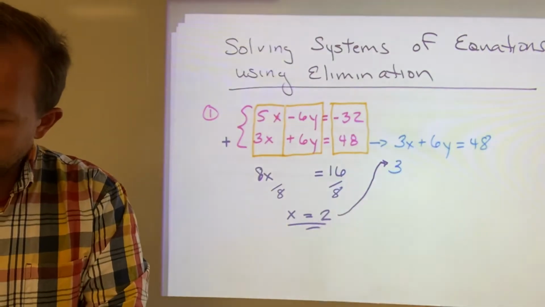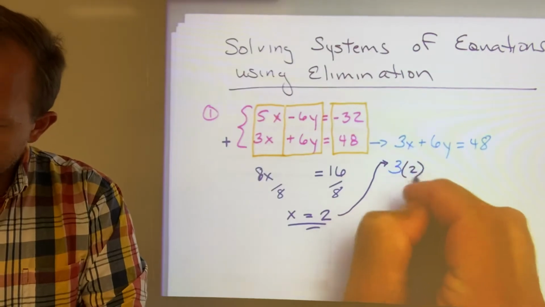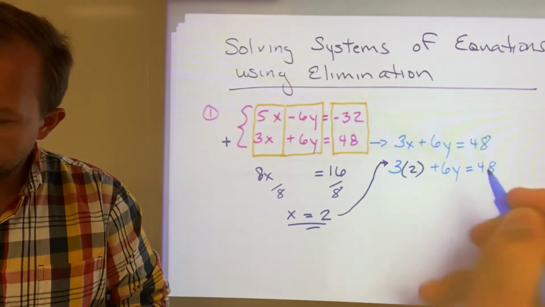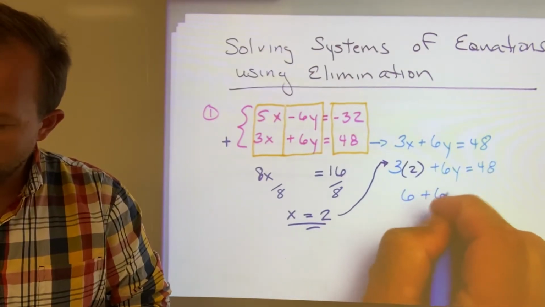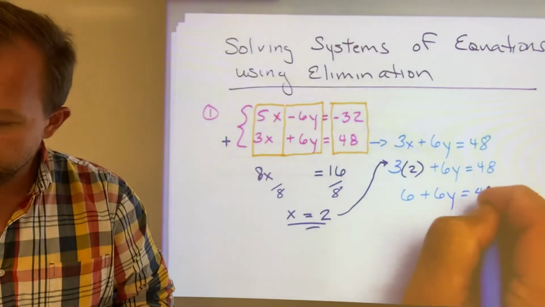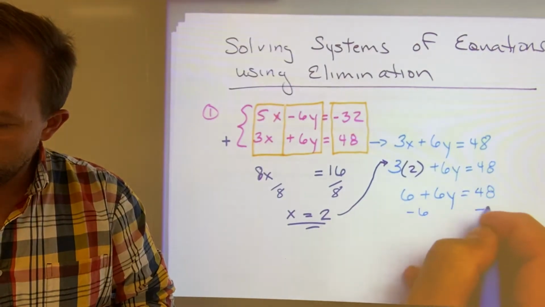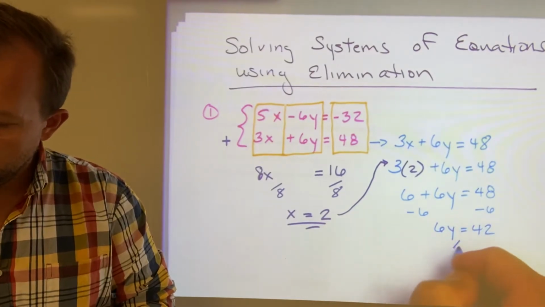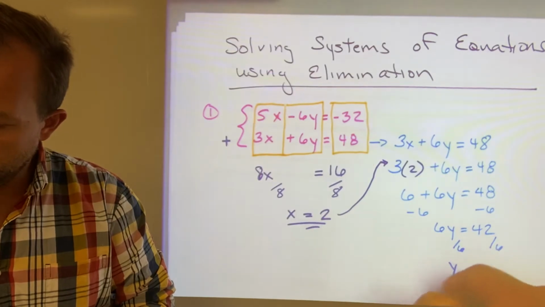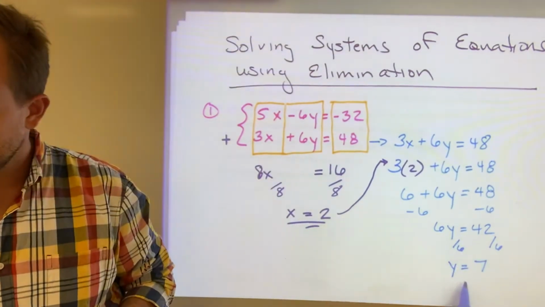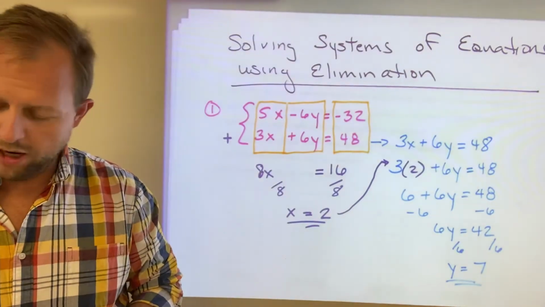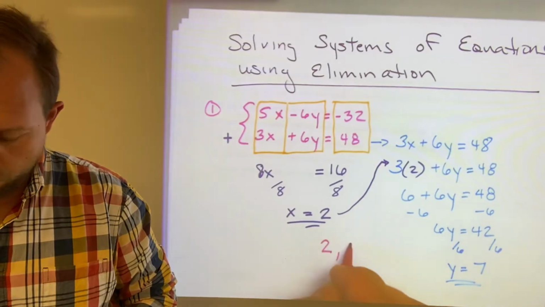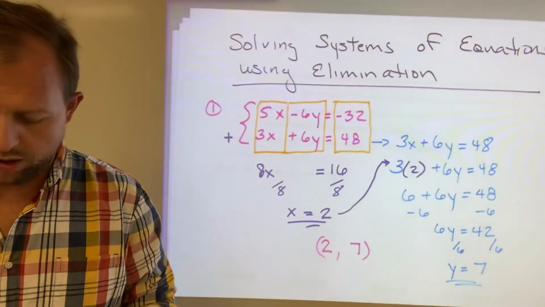So we get 3 times 2 plus 6y equals 48, or 6 plus 6y equals 48. Subtract 6 over. 6y equals 42. And when we divide by 6, y equals 7. We now have both parts. Our solution, x first, then y, and we write it as a coordinate.